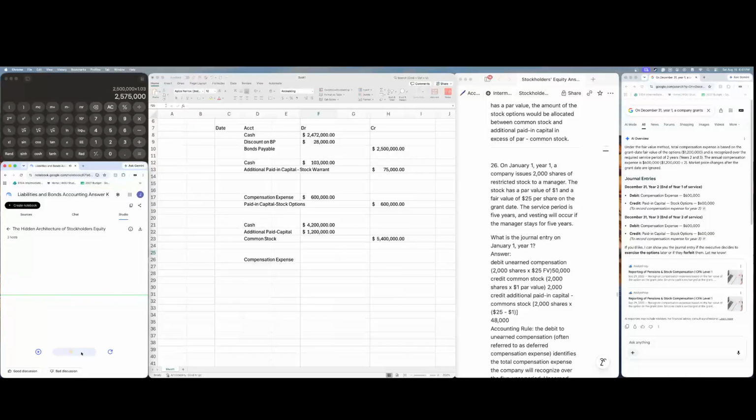It is cool because the stock... So then what about the restricted stock?